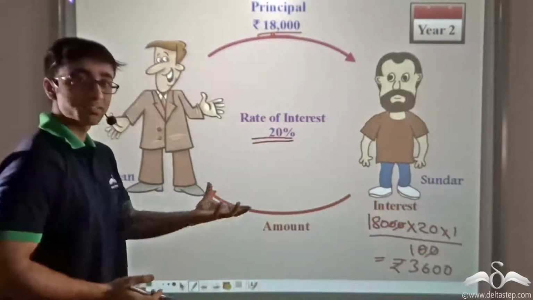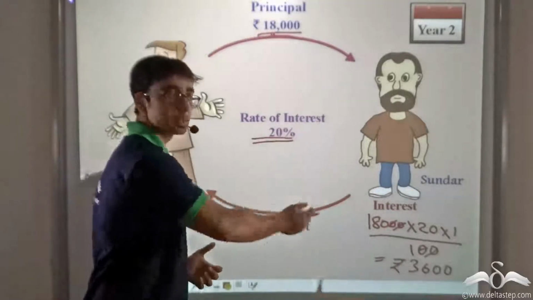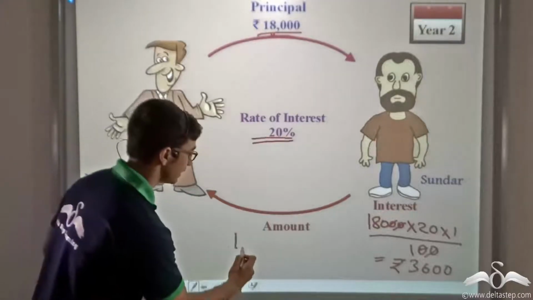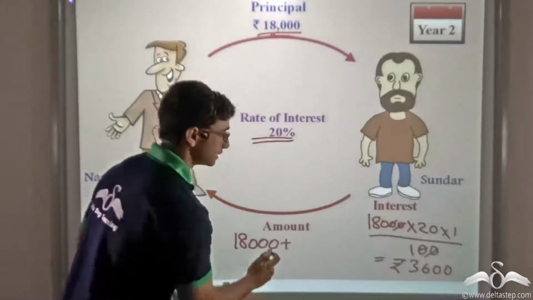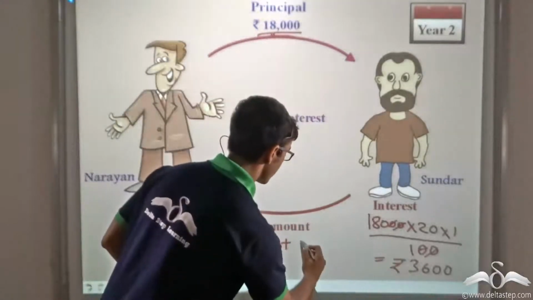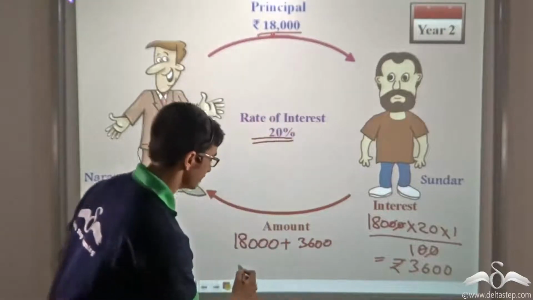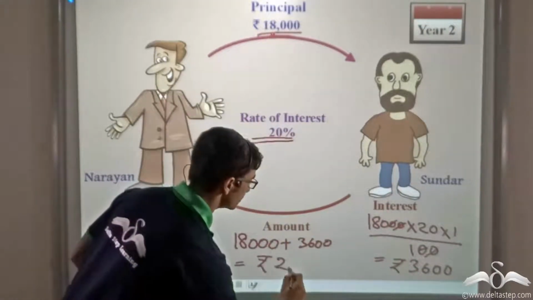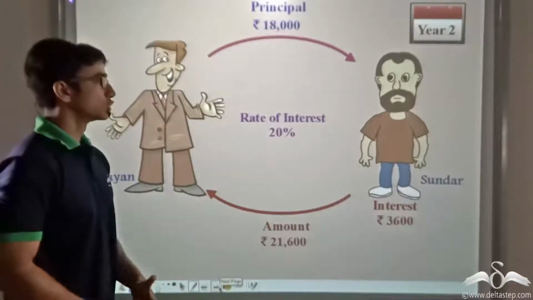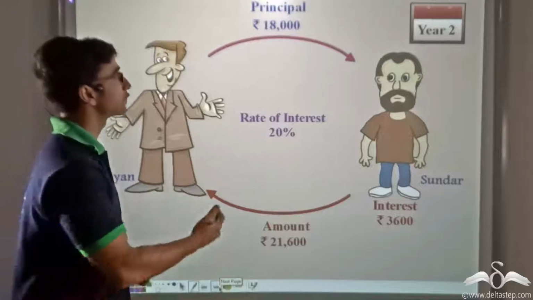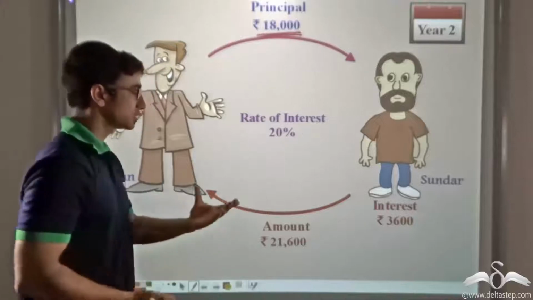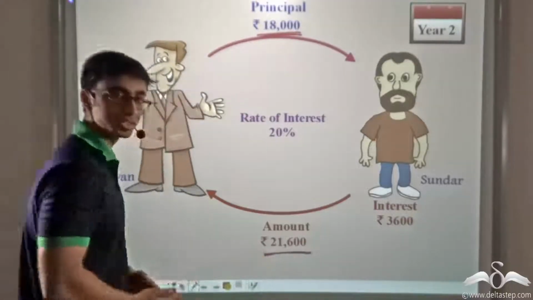3,600. So what is the final amount of money that Sundar will have to pay back to Narayan at the end of the second year? That is 18,000, the money he had borrowed at the beginning of second year, plus the additional amount of money, 3,600. So that is equal to rupees 21,600. So at the end of the second year, after borrowing a sum of rupees 18,000 at its beginning, Sundar is paying back 21,600 to Narayan.